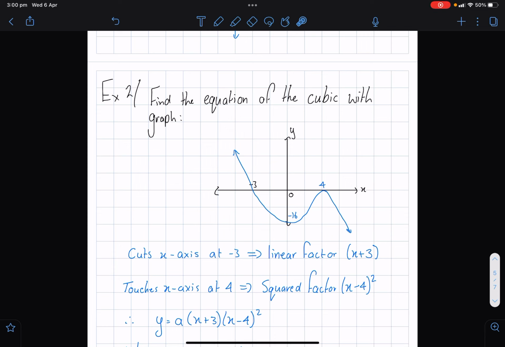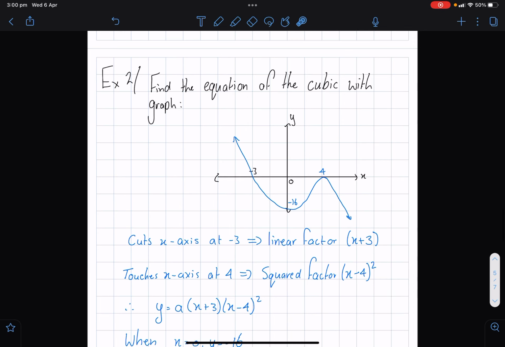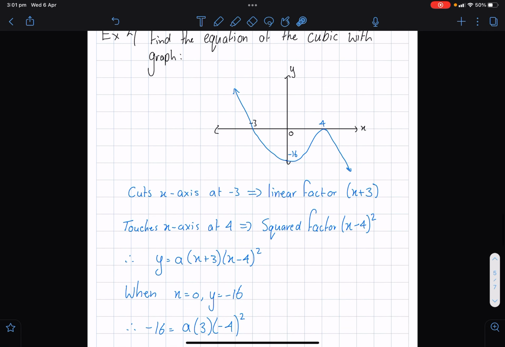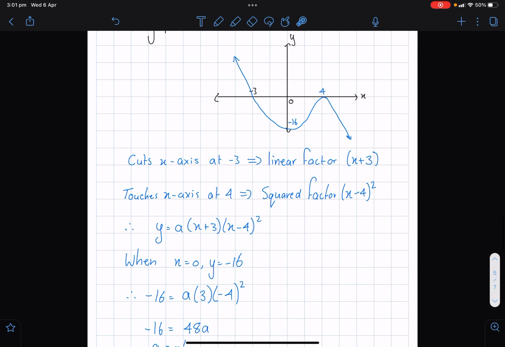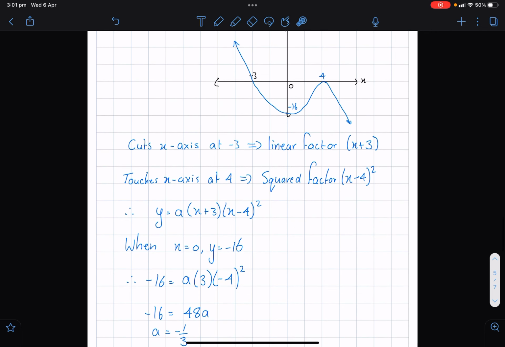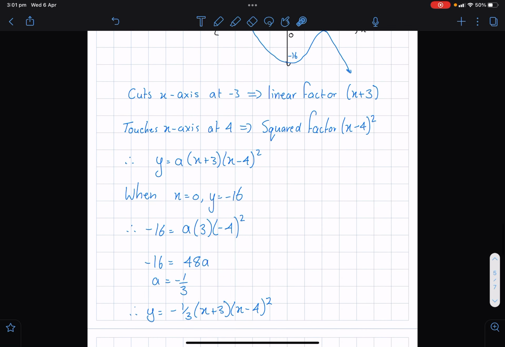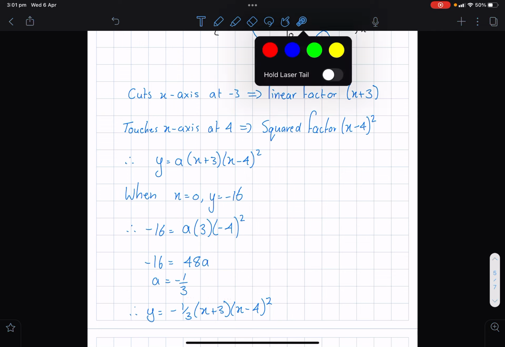There's one other bit of information on our graph we are given, and that is the y-intercept. So when x equals 0, y equals -16. So -16 equals a times 3 times (-4) squared. So -16 equals 48 times a. Therefore, a equals -1/3. So all we have to do now is substitute that into our equation, and this is our final equation for the cubic polynomial that was graphed above.